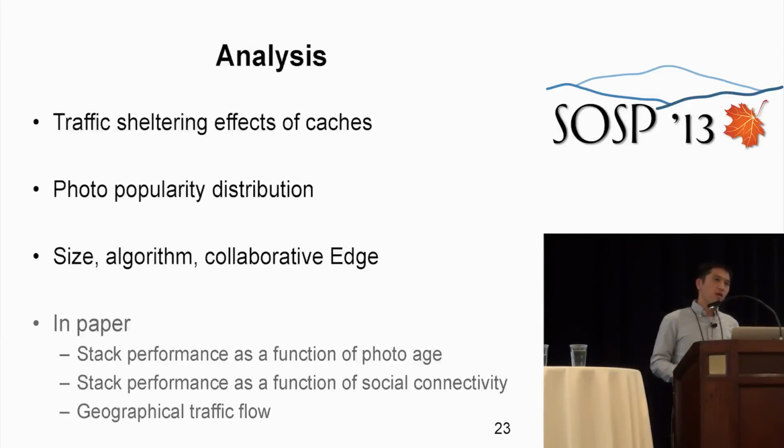In our paper, we did a whole bunch of analysis. But in this talk, I'm going to only highlight three of them that help us derive the lessons I showed you earlier. We take a look at the traffic sheltering effects of the caches in terms of the number of requests being absorbed by different layers. We look at the photo popularity distribution and how it impacts the performance. We also use the production trace to evaluate our improvement ideas, like adding more space, training smarter algorithms, or using collaborative caching on the edge.